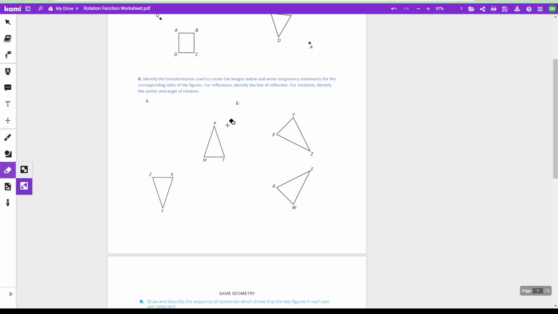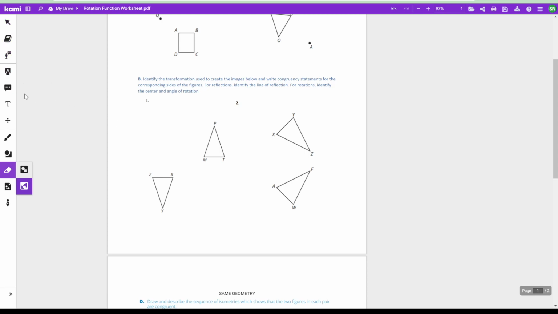Okay, so looking at these two triangles here, we could call one of them our preimage, and let's say PMT is our preimage, and XYZ is our image. And what the question is asking is, how can we do a single transformation that will take PMT and place it in the position of XYZ, or in other words, map it onto XYZ? And there's only a few transformations that we know of. We know reflections, rotations, translations.